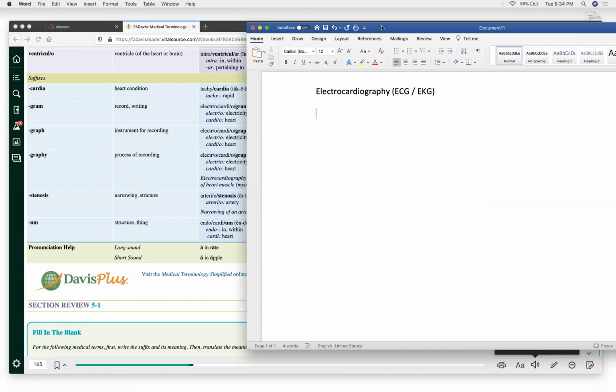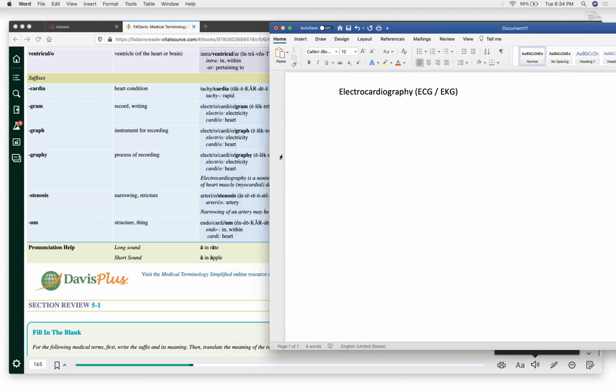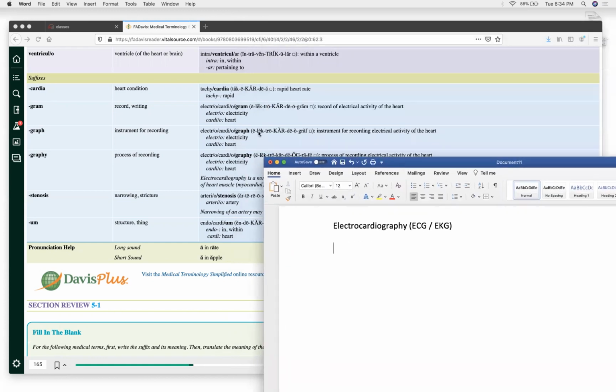Electrocardiography, remember, electrocardiograph is the actual instrument, okay? And electrocardiography is the actual process, and it has the Y on the end. I want you to think process. And let's add one more. The electrocardiographer is the technician who did it.